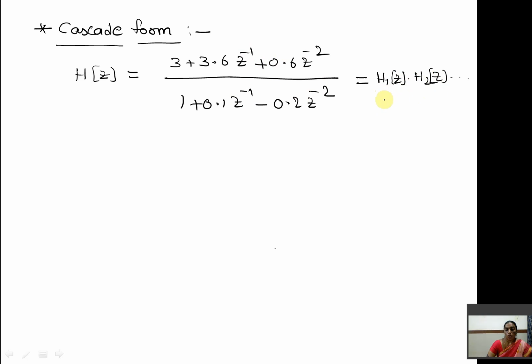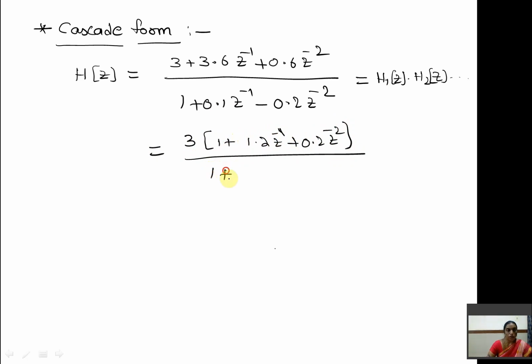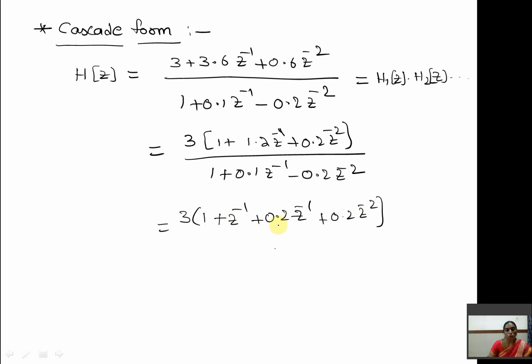So okay, here second order polynomials are there, so we just build two individual transfer functions with polynomial order 1. Okay, that's why here this is equal to, so find the roots here. So 3, if you common 3, 1 plus 1.2 z inverse plus 0.2 z power minus 2 divided by here 1 plus 0.1 z inverse minus 0.2 z power minus 2. Okay, here 3. So if I write this one, right, so to find out the roots here, so if I write 1 plus z inverse plus 0.2 z inverse plus 0.2 z power minus 2. So here 1 into 0.2, 0.2, then 1 plus 0.2, 1.2. It's okay. In this way.